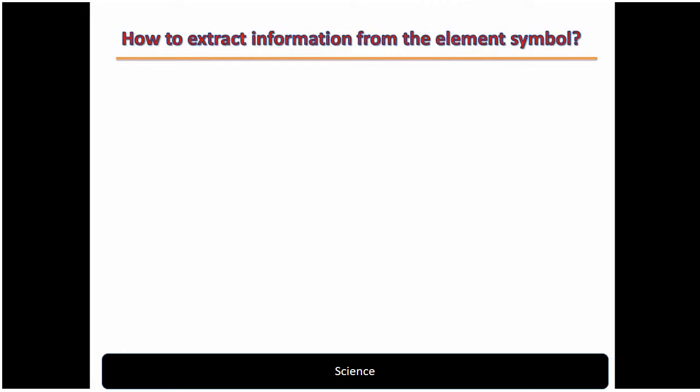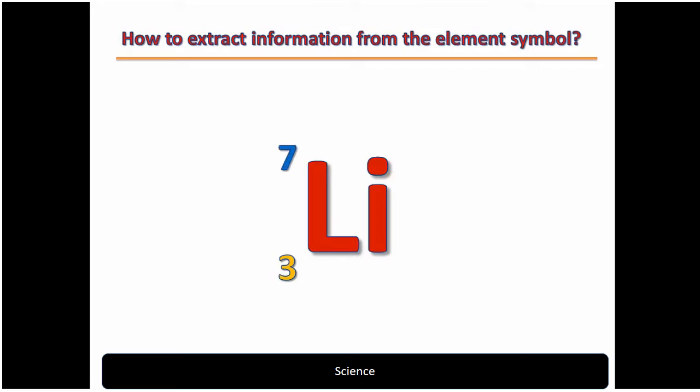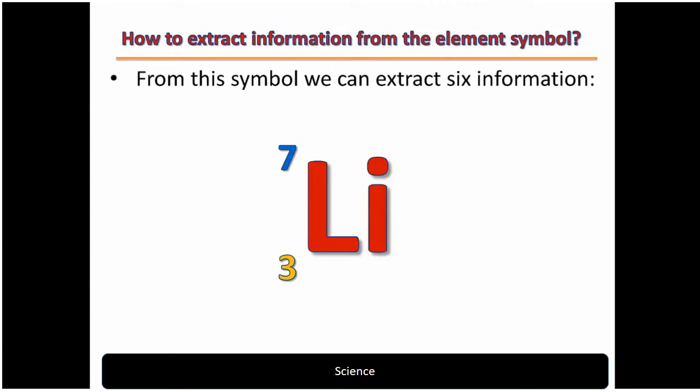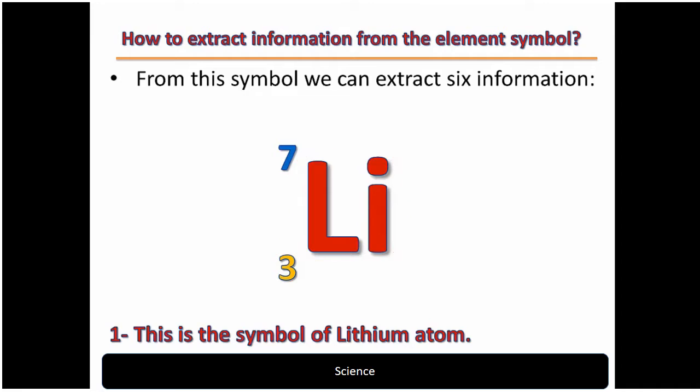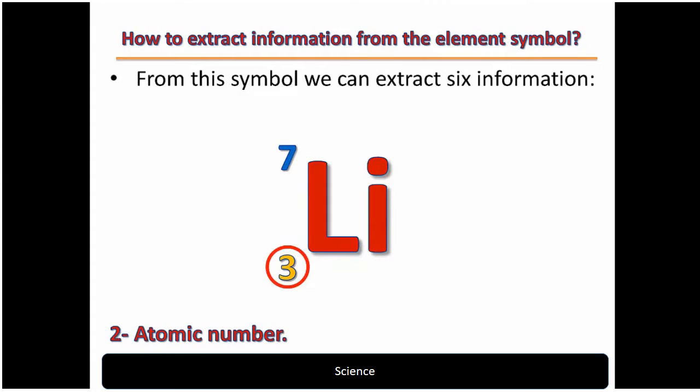How to extract information from the symbol of an element? From this symbol, we can extract 6 pieces of information. Number 1, this is the symbol of the lithium atom. Li is the symbol of lithium. The second piece of information is the number written at the lower left corner, which is the atomic number. The number written at the upper left corner is the mass number.